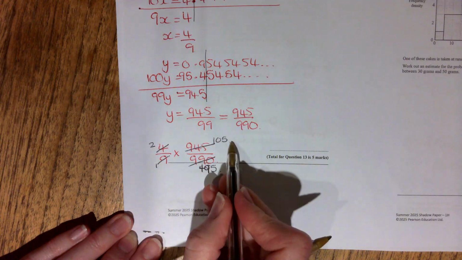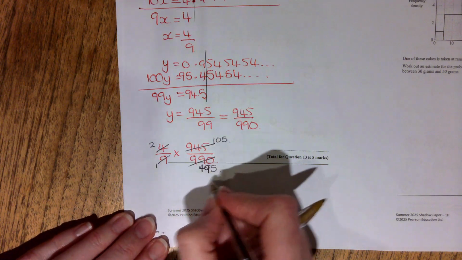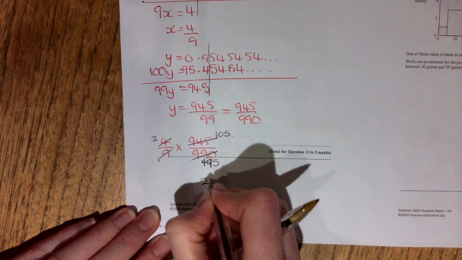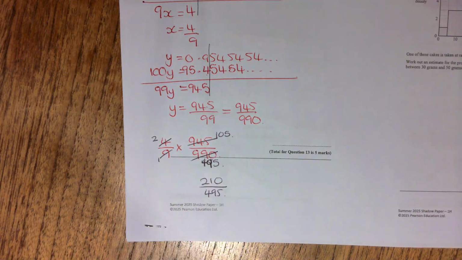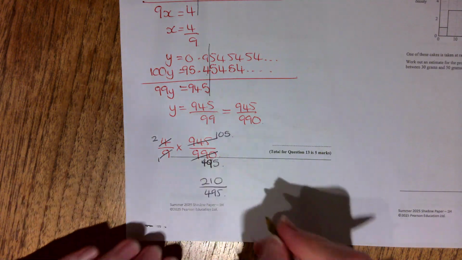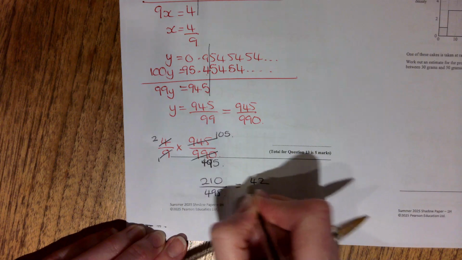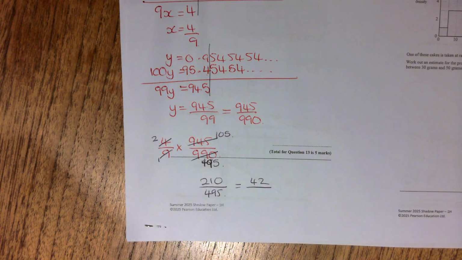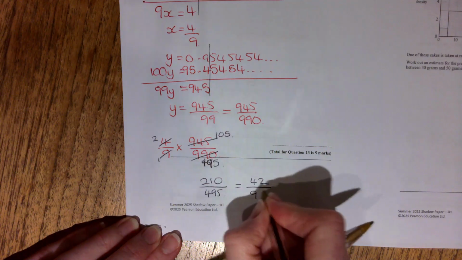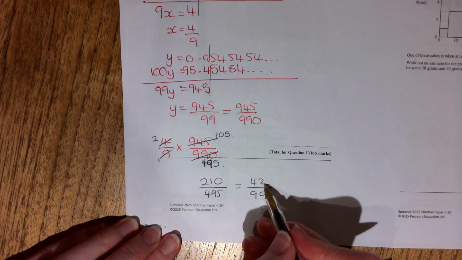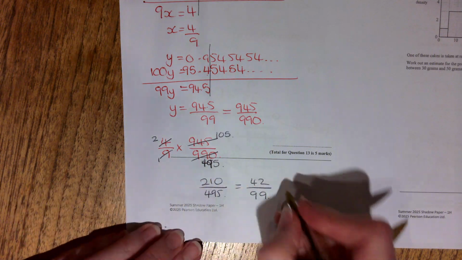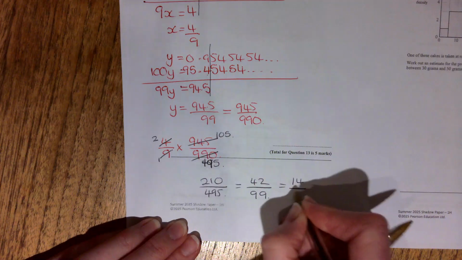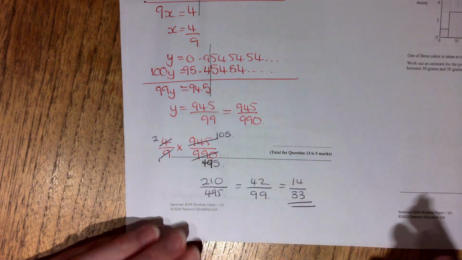So now I'm going to multiply across. I've got 2 times 105, which is 210, over 495. Both of these are definitely divisible by 5. So that is 42 over 99. I think that's divisible by 3, isn't it? We can keep going. Yep, so that is 14 over 33, and that's as far down as we can go.